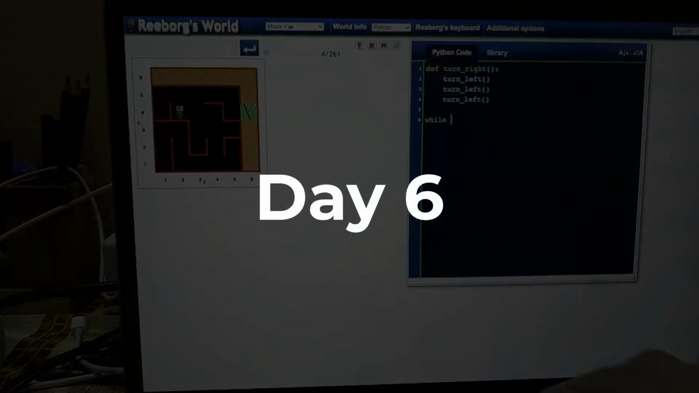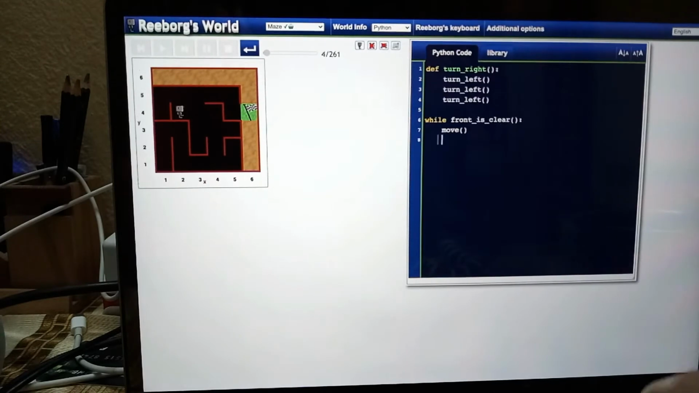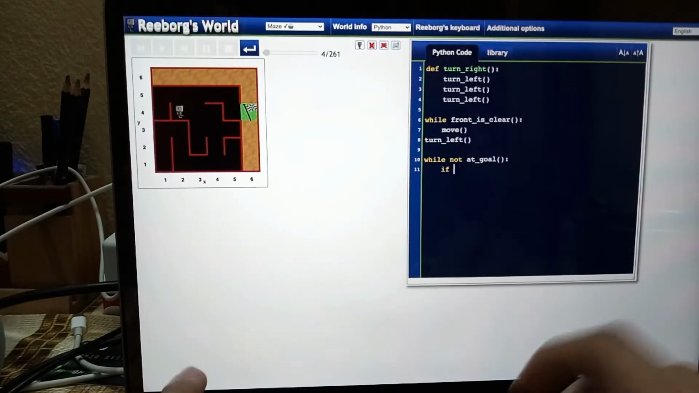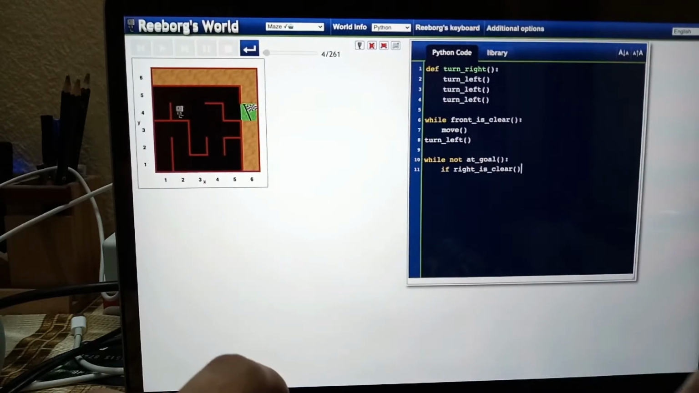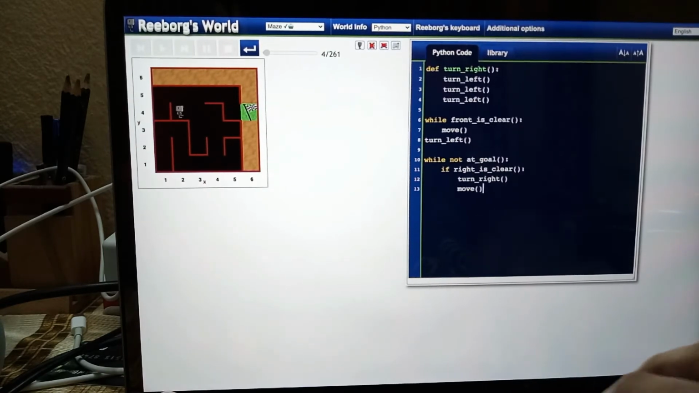Okay, day 6 was really fun one. So basically it was all about functions and a little bit of while loop, okay? So here at Reeborg's World, we basically write functions so that it can finally reach the goal and doesn't hit the wall.